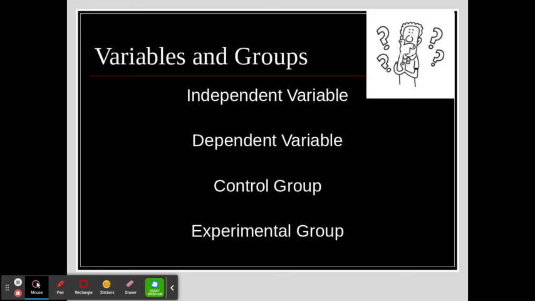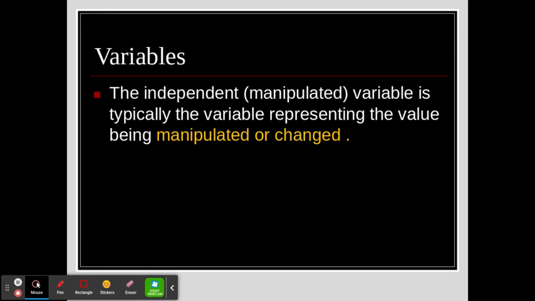we're going to call our variables. So let's talk about our variables. These are four things that many students get kind of tripped up on. So it's called the independent variable, the dependent variable, the control group, and the experimental group. So let's first talk about our independent variable. Your independent variable is typically the variable representing the value being manipulated or changed.